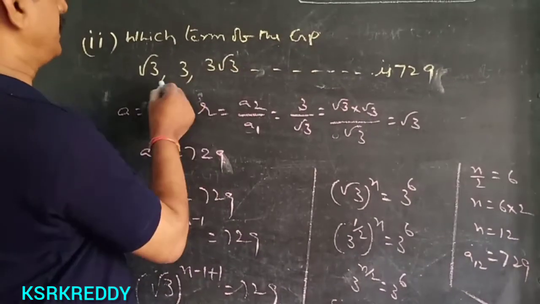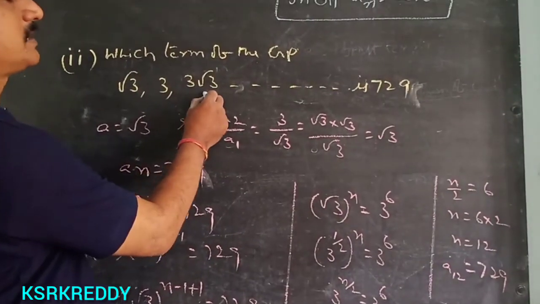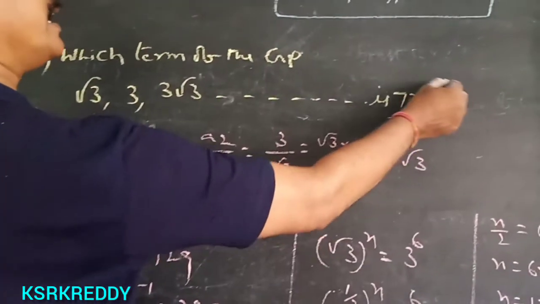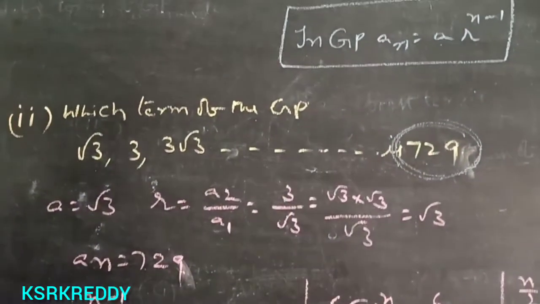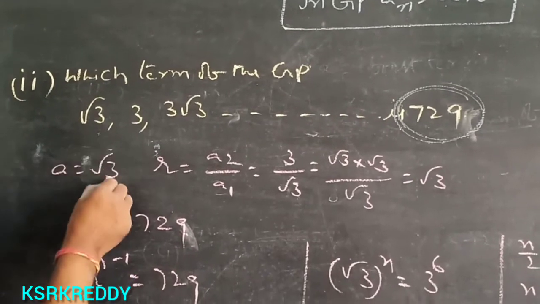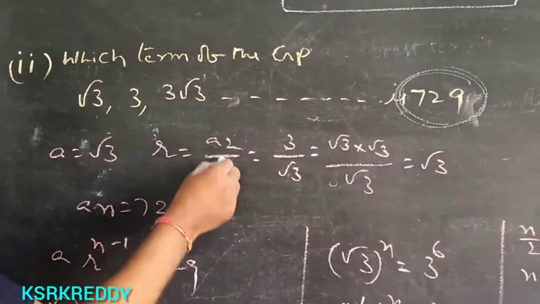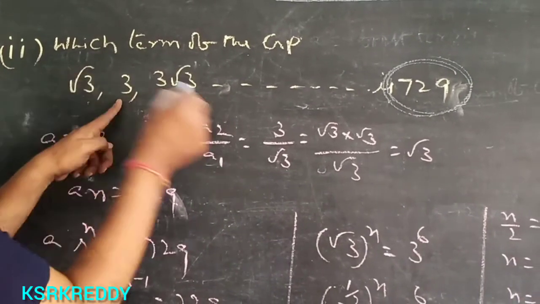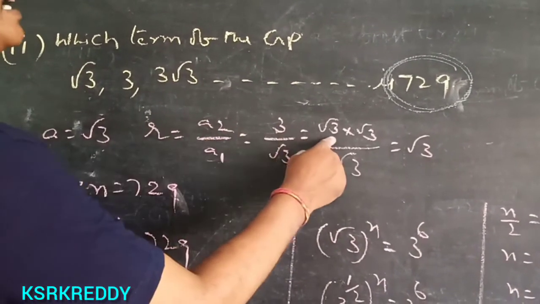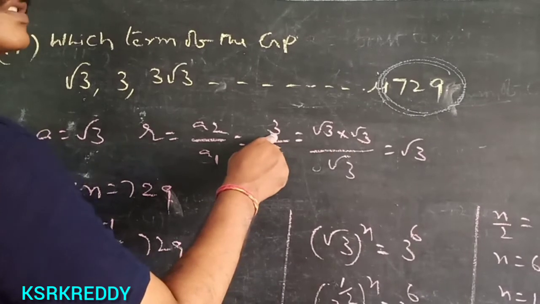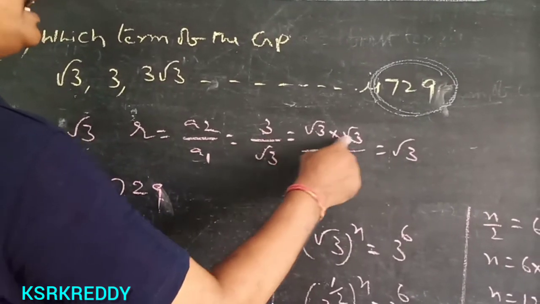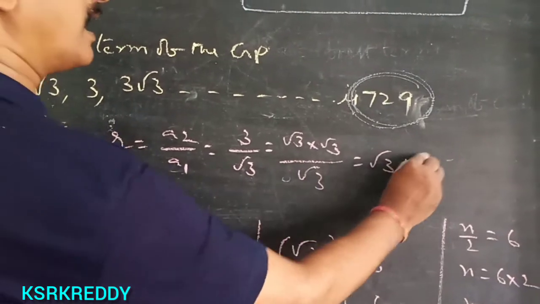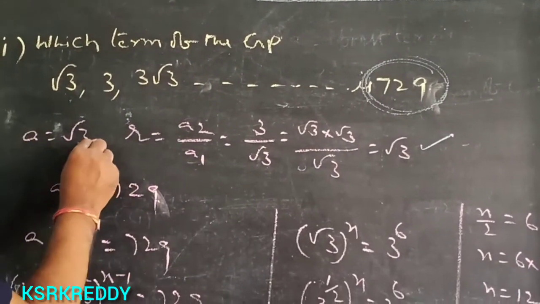Next: in the GP root 3, 3, 3 root 3 and so on, 729 is which term? a equals root 3, r is equal to a2 by a1. What is a2? 3. By a1, root 3, so 3 by root 3. 3 is written as root 3 into root 3, which is root 3 whole squared, that is 3. So root 3 into root 3 by root 3, root 3 cancels, remaining root 3. r is root 3, a is root 3.